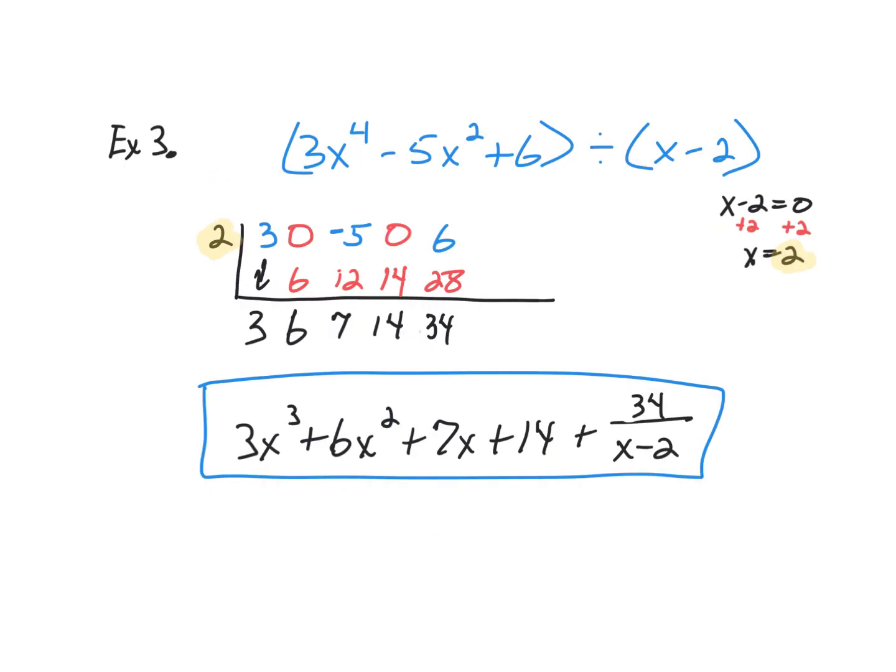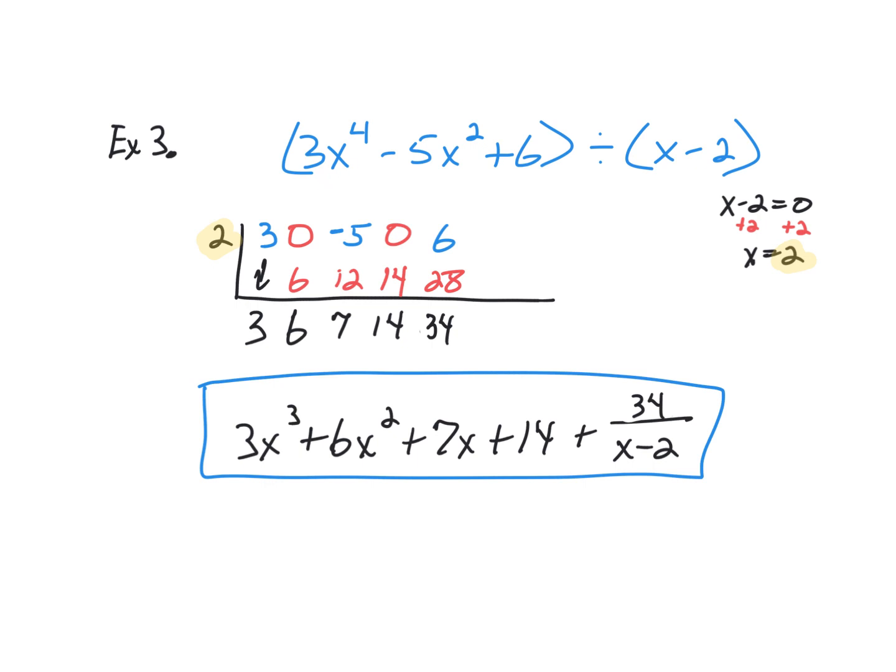Okay, in this last example, I'm showing you this one because we have to be sure to account for all of our terms. So we have 3x to the 4th minus 5x squared plus 6 divided by x minus 2. We do have the 1x here in our divisor, so we can use synthetic division. We set x minus 2 equal to 0 and x equals 2. So we're definitely setting up with a 2.